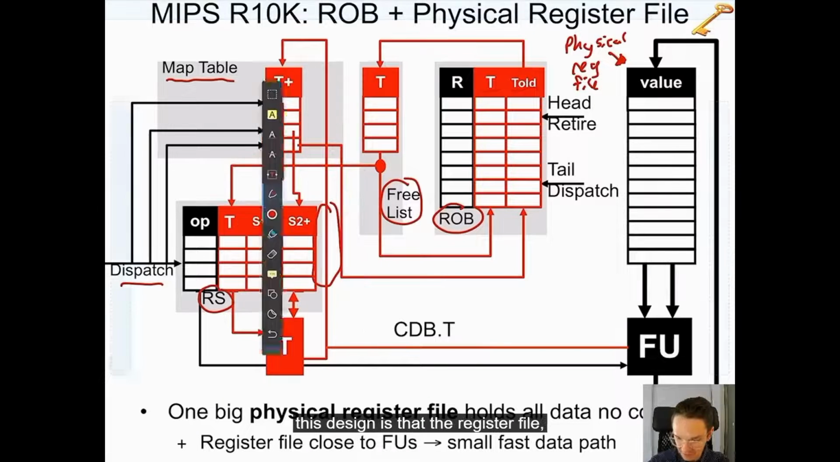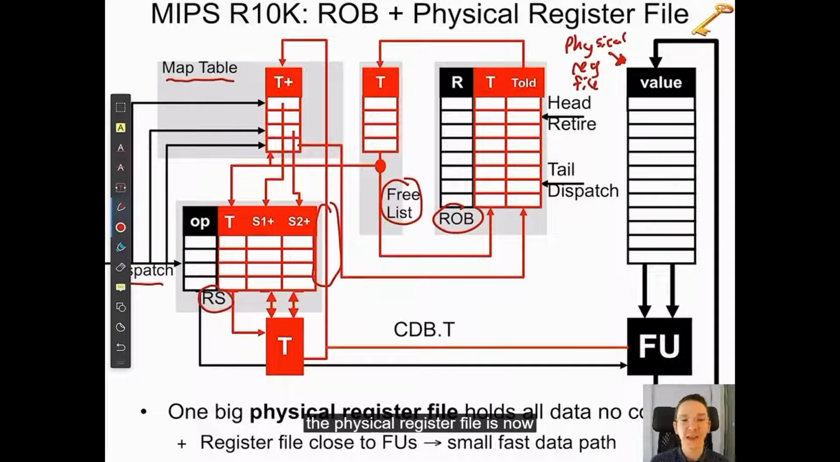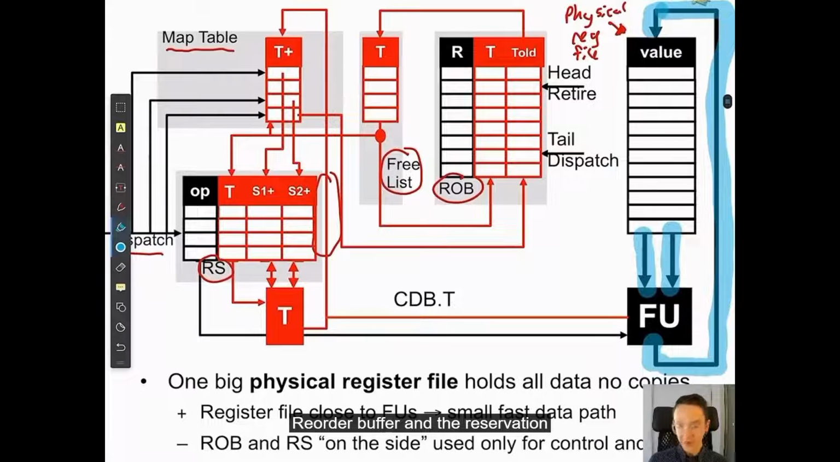And I'll note that a key feature of this design is that the physical register file is now very close to the functional units, and this enables a small, fast data path. In the Tomasulo design, in the copy-based reservation station design, we had more wide wires to move data around the various structures, but now we can put those wide data paths closer together between the actual functional units and the physical register file. So notably, the reorder buffer and the reservation stations are off on the side. They're only used for control and tags, enabling shorter wires. And one last note, in this organization, we still have a common data bus, but it's only broadcasting the tag of a completed instruction now, as the values are sent straight to the physical register file. Okay, let's see how all of these components interact together.